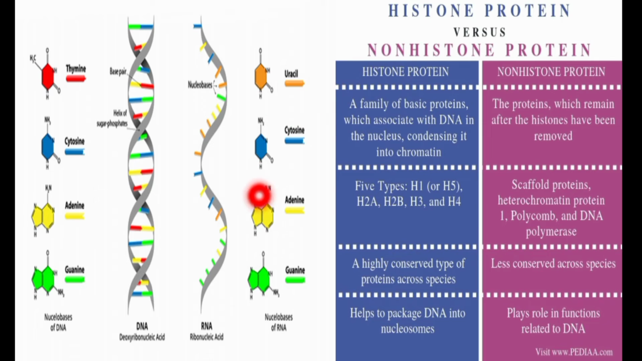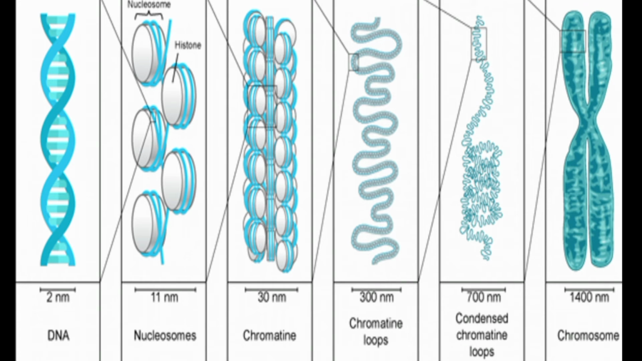So these are the differences between histone and non-histone proteins. Histone proteins are H1, H2A, H2B, H3, H4 and H5, and non-histone proteins include polycomb and DNA polymerase. Histone proteins associate with the DNA, while non-histone proteins remain after the removal of the histones. Histone proteins help in packing the DNA into nucleosomes, and non-histone proteins play a role in functions related to DNA. So these are the differences and the structures.